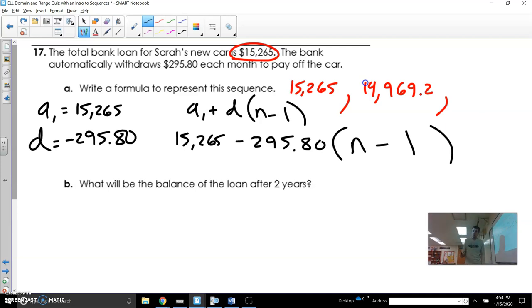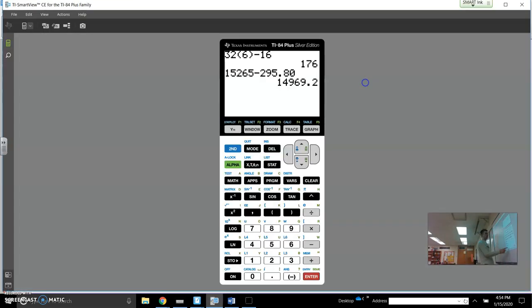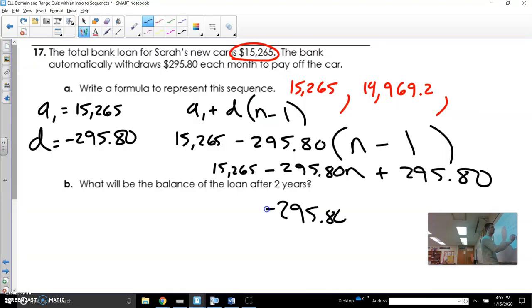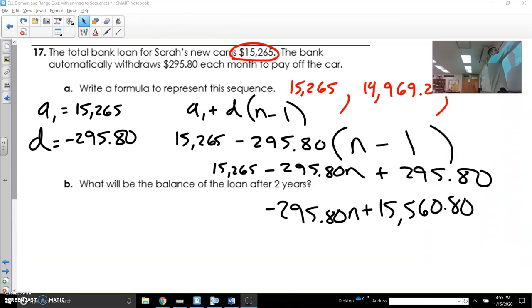Now, this is kind of a complicated formula. You could distribute it and clean it up, or you could just leave it this way. Since I'm trying to show all the steps, I will actually clean this up a little bit. This would be negative 295.80 with an n there. And then a negative times a negative makes positive. And so now if I really want my formula, I want to combine these two values on the edge. So 15,265, and then let's add that 295.80. And so it looks like when you put those together, $15,560.8. Okay. All right, so here's my formula.